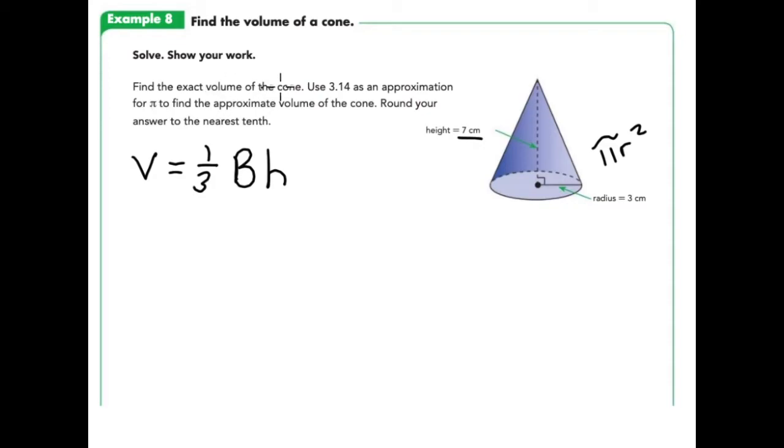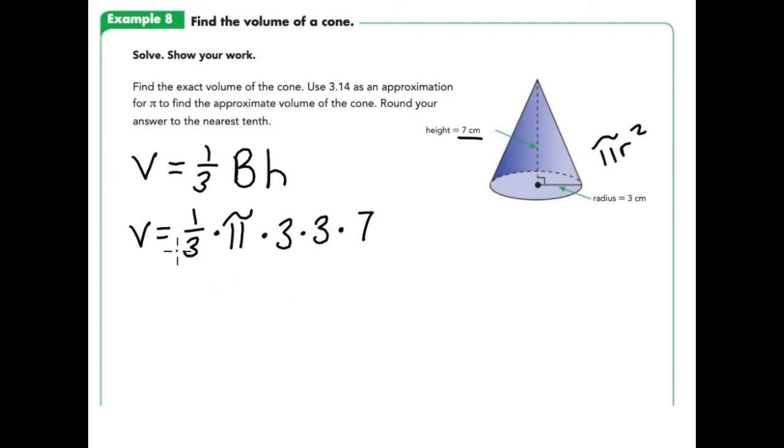We're going to find the exact volume of the cone, and we're going to round it to the nearest tenth. So to find the exact volume, we're going to keep pi in. We're not going to substitute for pi. So we're going to set this up as volume equals 1/3 times the area of the base, which is pi r squared. So that would be pi times 3 times 3. And then the height is 7. That's times 7.